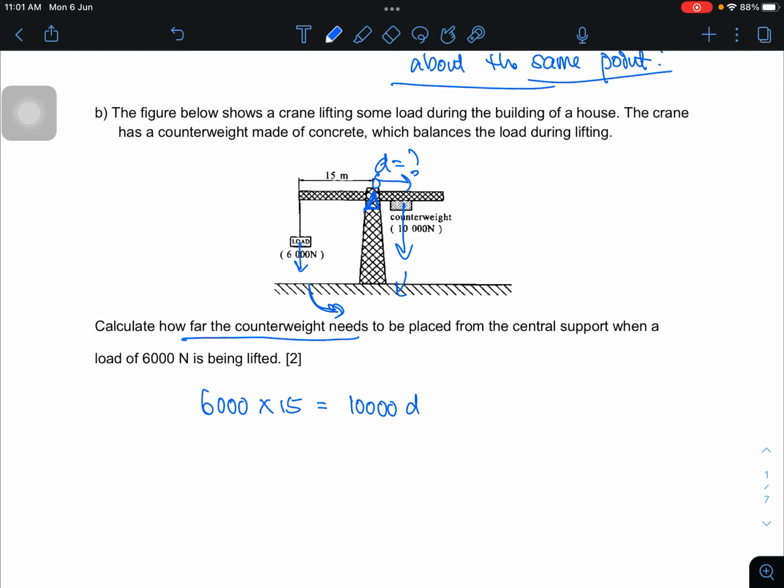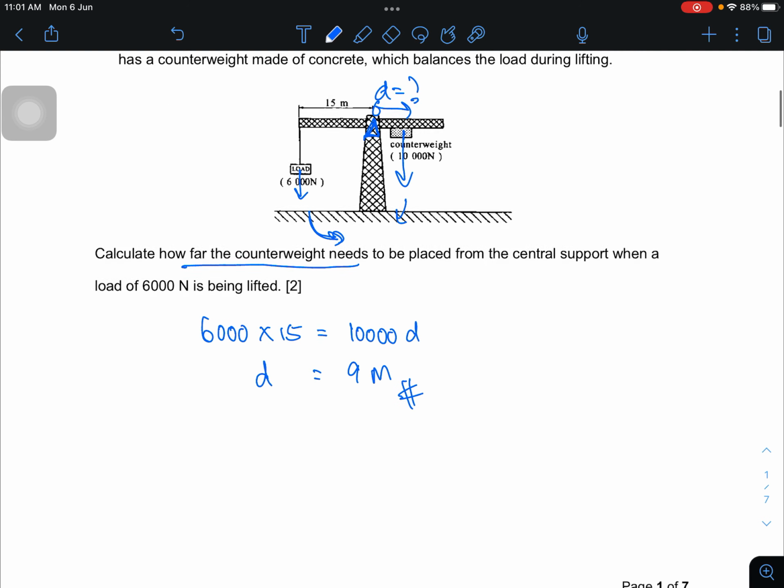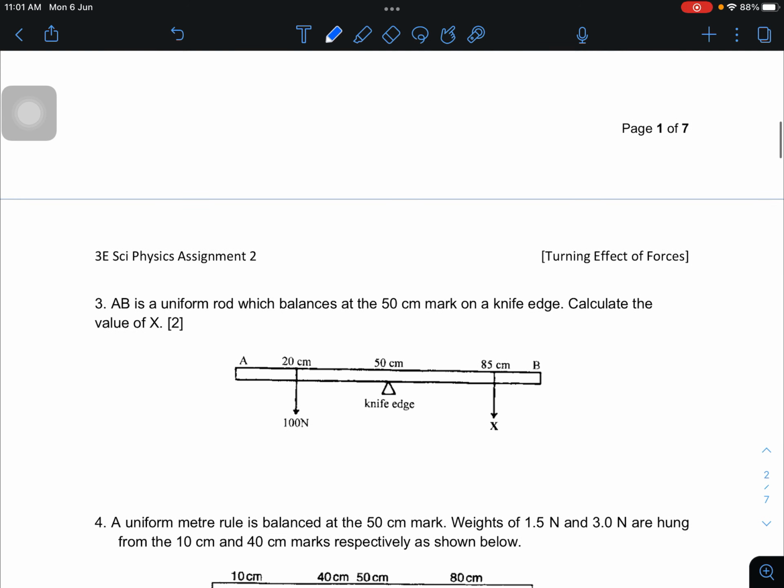So in this case, what is d? d will be equal to 6,000 multiplied by 15 divided by 10,000. That would be 9 meters. This is the answer. Very simple and straightforward. Question 3.